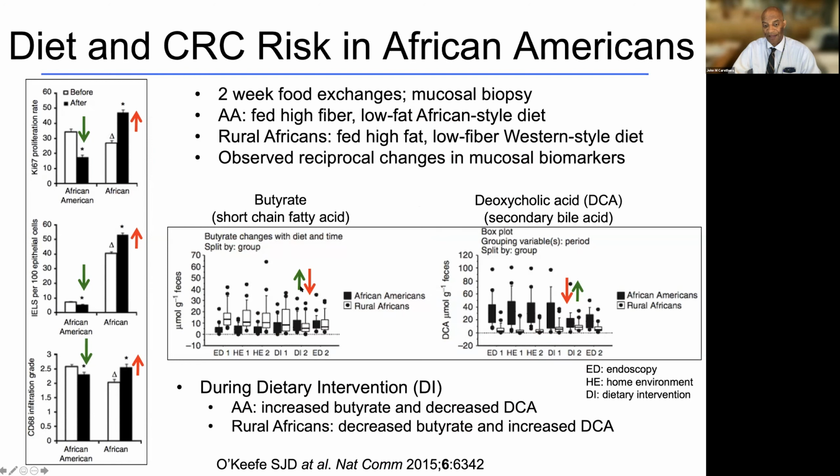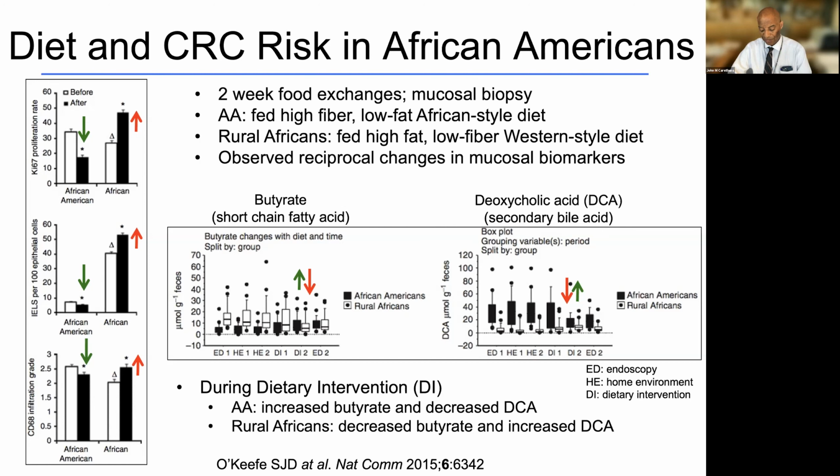And the African Americans had an increase in butyrate on the rural African diet, whereas the Africans on the westernized diet had a decrease, as well as looking at a secondary bile acid, which tends to be a little bit more pro-carcinogenic. The African Americans on the rural African diet had lower levels of the secondary bile acid, and the opposite was true for the rural Africans on the westernized diet. So the bottom line is, even after 2 weeks, there were changes in the behavior of the colon.